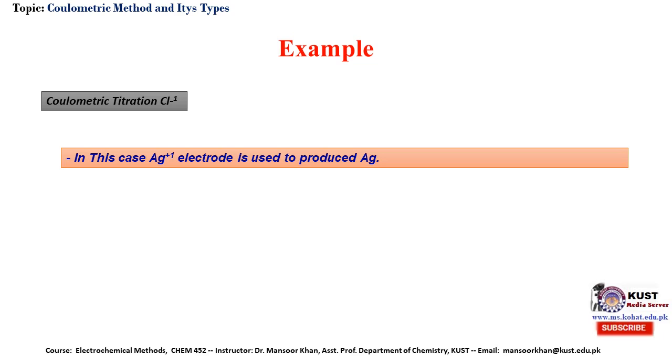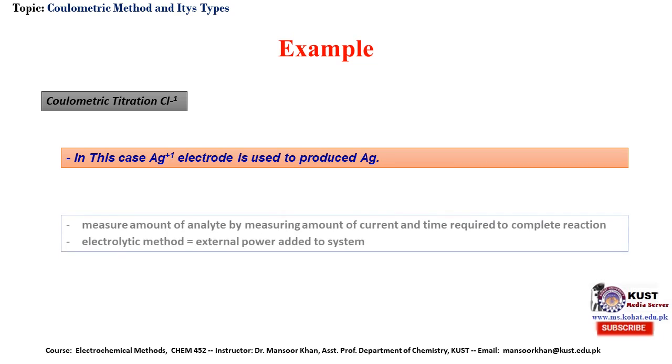In this case, a silver chloride electrode is used, where the chloride negative comes and gives one of its electrons to convert into chlorine gas, and silver ion is converted into silver. Now the weight of the silver electrode will increase because more silver will be deposited on the silver electrode.